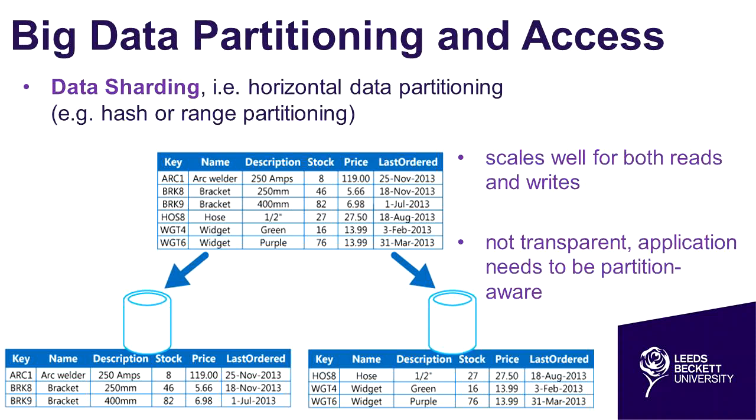So you can see the diagram there. The data has been split across multiple databases, multiple data sets, and they have the same number of columns. It's been split into two. The benefit of this is that the model scales well for both reads and writes, but the disadvantage is that an application needs to be aware of how the data has been split across multiple data sets, right?